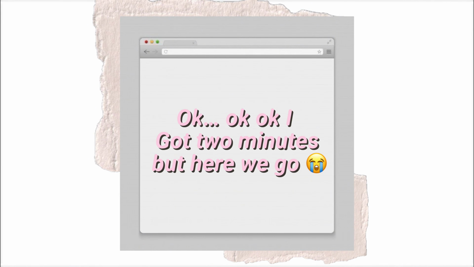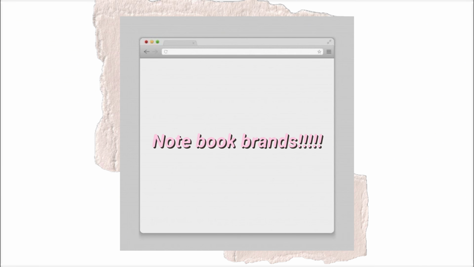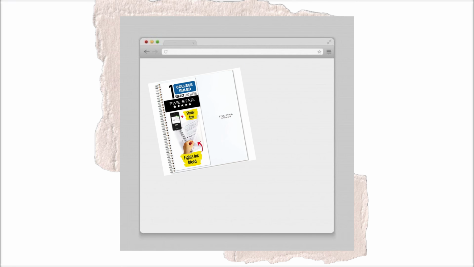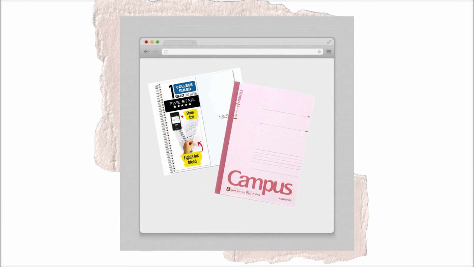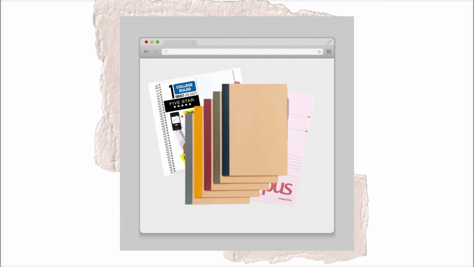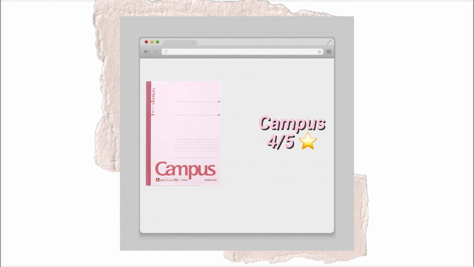Okay, I got 2 minutes, but here we go. Notebook brands. I love 5-star notebooks, Campus, and Muji. I'm gonna start off with the best one, which I think is Muji. Muji pages are just fantastic. It's literally so smooth, high quality, soft, and it does not bleed through, so I give them a 5 out of 5 stars. Campus is good.